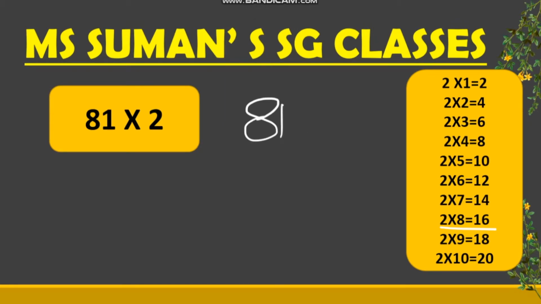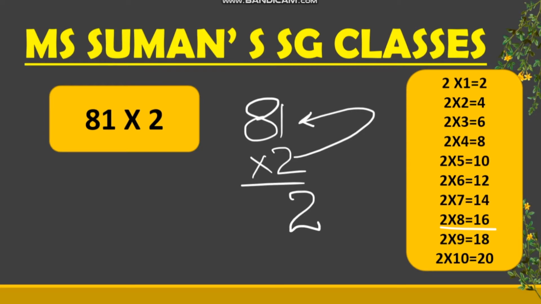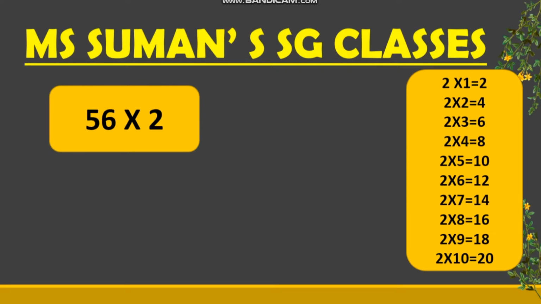81 times 2. So what is 2 times 1? 2 times 1 is 2. And what is 2 times 8? 2 times 8 is 16. So what is our answer? The answer is 162. Very good. Now this is a special case.